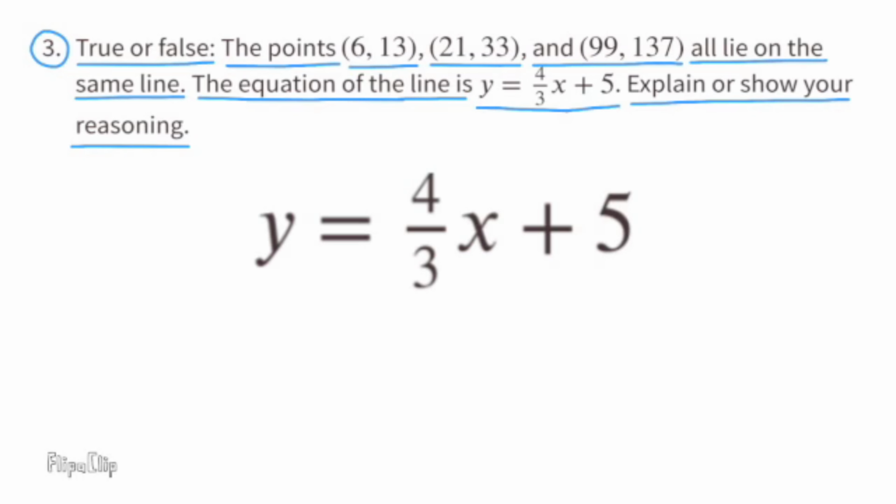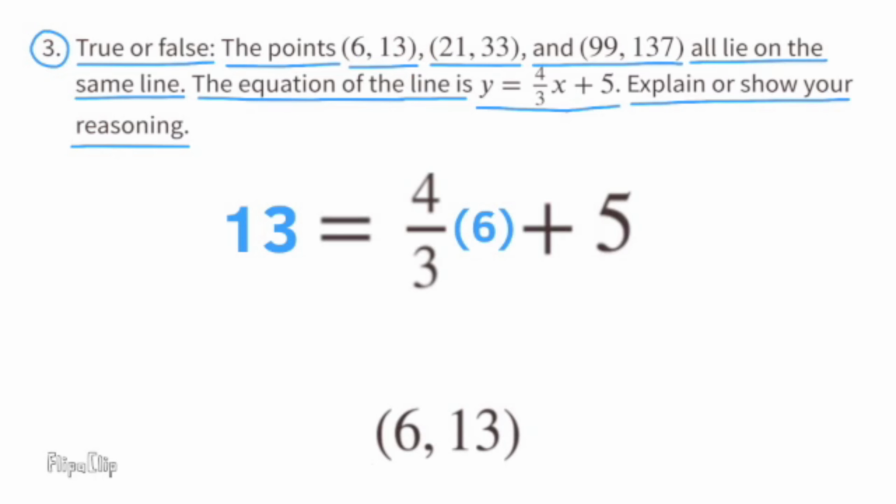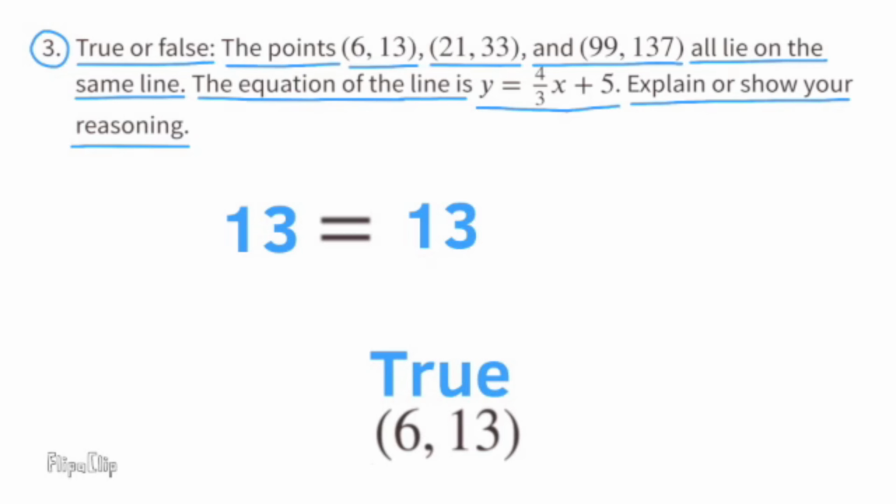Let's substitute the point (6, 13). Replace the x with the 6 and replace the y with the 13. 13 equals 4/3 times 6 plus 5. 4/3 times 6 is the same as 4/3 times 6 over 1, which is 24/3, and 24/3 is equal to 8. 8 plus 5 is 13, and 13 equals 13, so this is true.